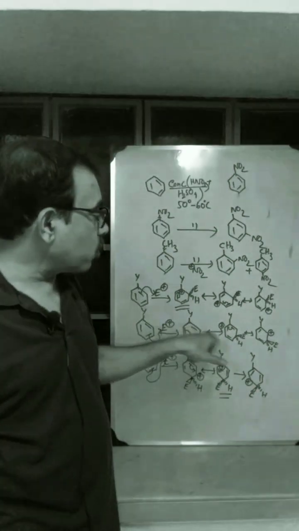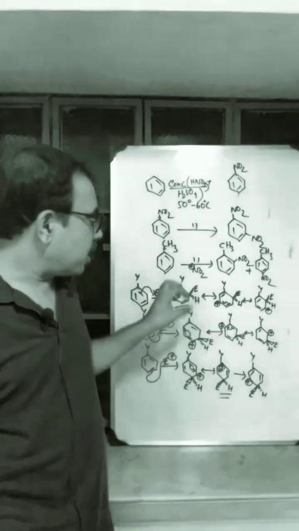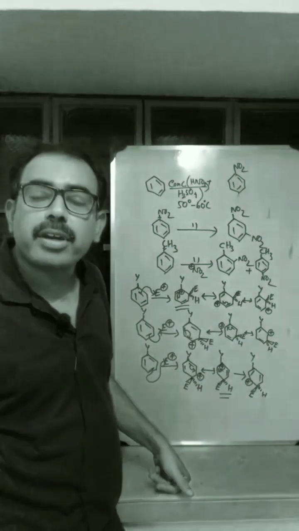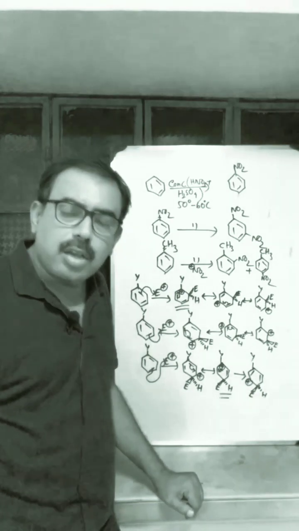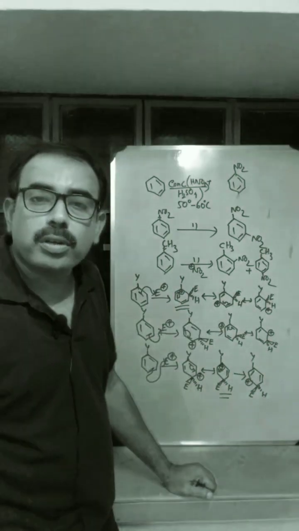Now in meta position, no such destabilizing factor is present. That's why if Y has minus I inductive effect, then the incoming electrophile will go to meta position with respect to the substituent already present.